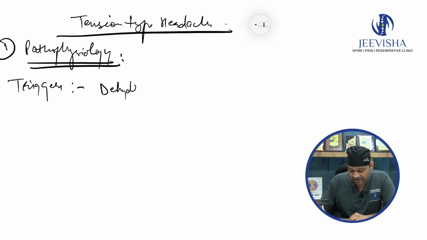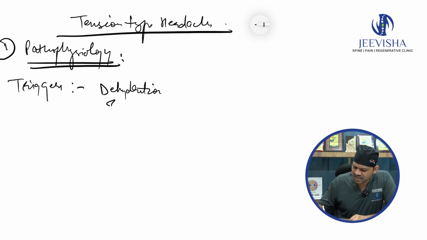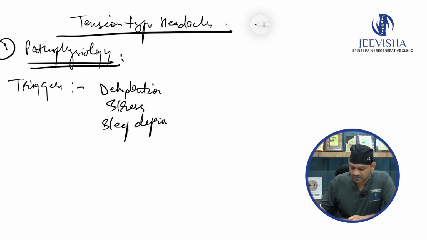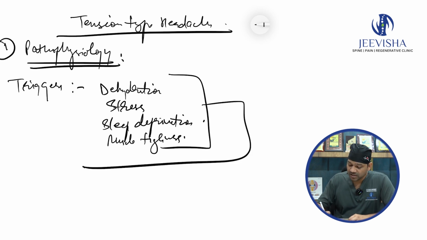These triggers are dehydration. So if there is a lot of vomiting, fever, or any other excess activity because of which there is loss of water from the body, there is dehydration, and it can act as the trigger. Any kind of stress or sleep deprivation, or some kind of muscle tightness present around your neck or the head. So these are all the triggers because of which there is paramedian or paraspinal muscle tightness.